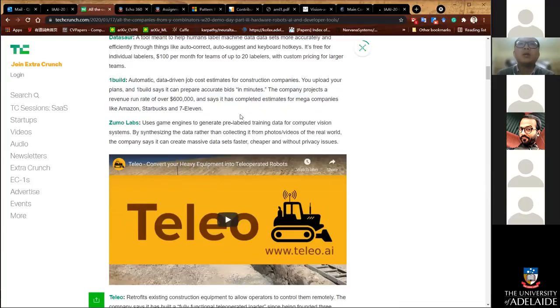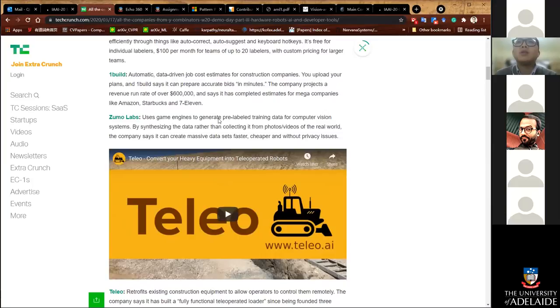It would be great. So Zumo Labs uses a game engine to generate pre-labeled training data for computer vision systems. It's AI, very computer vision related. It's about image generation, right? So in computer vision, we need a lot of images to feed into the system to train our model, right? But there are many privacy issues, or IP issues, in getting the data from online. So if you can use the game engine, because currently games are becoming more and more real.